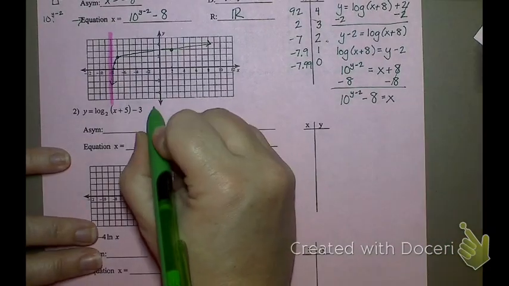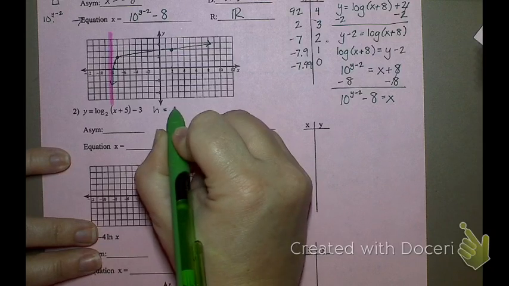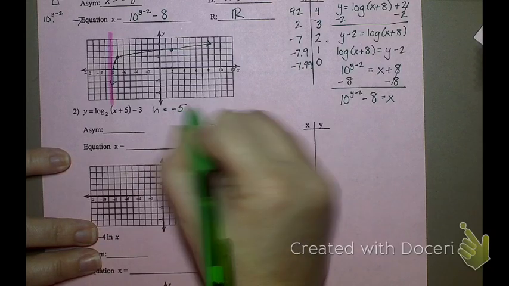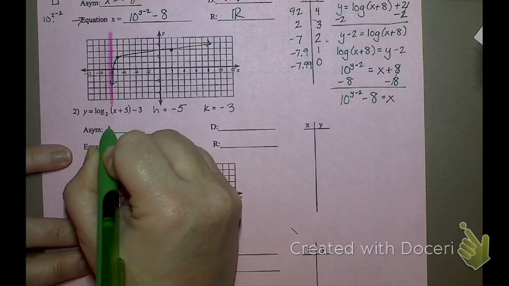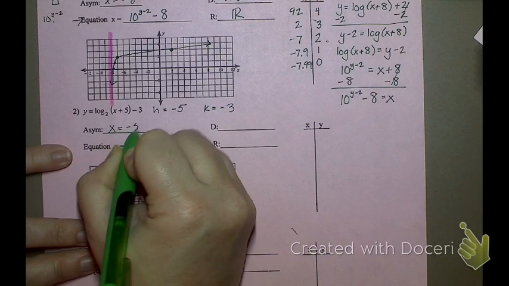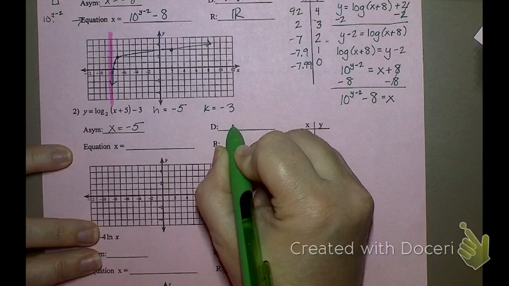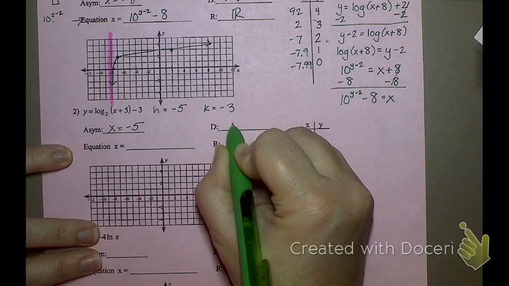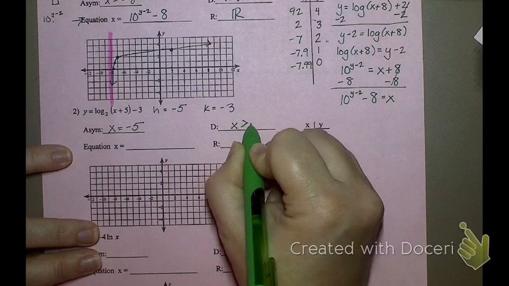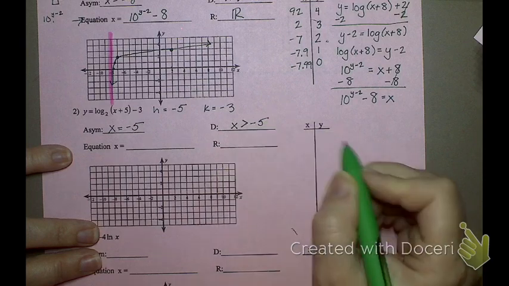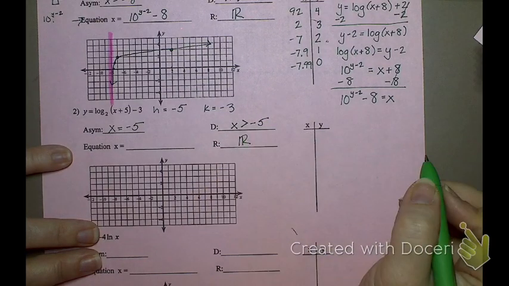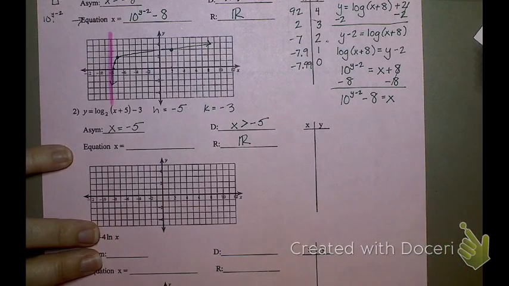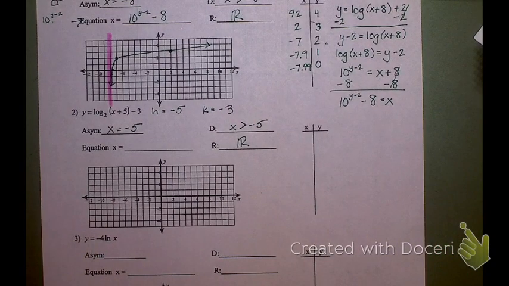What is my H value here? -5. What is my K value? -3. So what is my asymptote? X equals -5. What is my domain? X is greater than -5. What's my range? All real numbers. Again, on the computer, how are you going to type that in? Just a capital R. That's all you got to do.